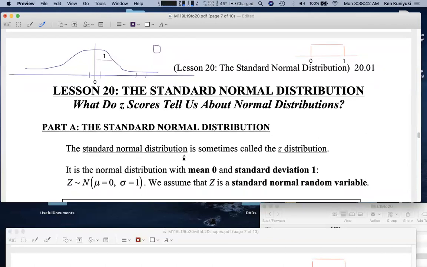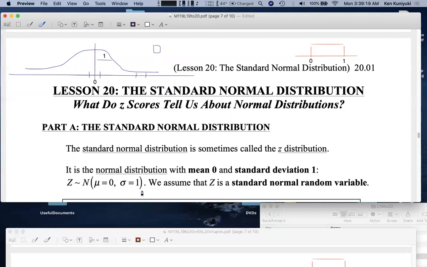The standard normal distribution is sometimes called the z-distribution because we associate values of this standard normal distribution with z-scores in many contexts. The standard normal distribution is the normal distribution with mean 0 and standard deviation 1. So in notation, we often use z to indicate a standard normal random variate. Z has as its distribution a normal distribution with mean mu equals 0 and standard deviation sigma equals 1 unit.